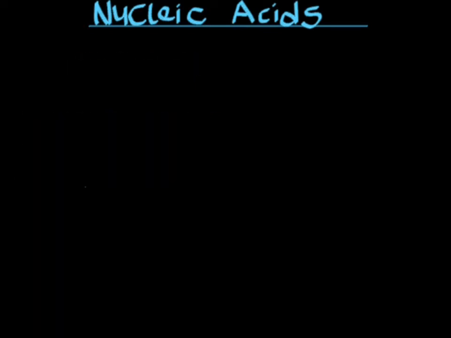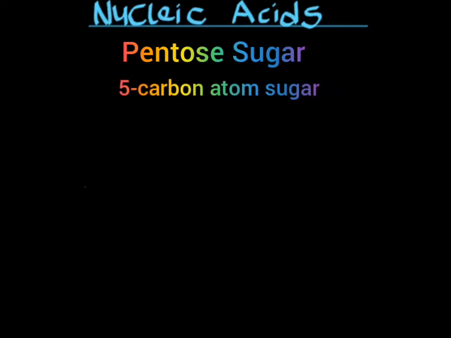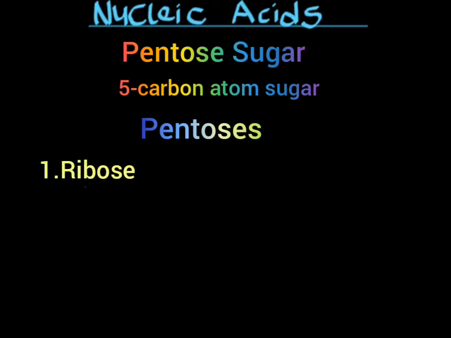The pentose sugar. Like the name implies, pent would mean a 5-carbon atom sugar. So these 5-carbon atom sugars are called pentoses. For our studies on the nucleic acids, there are two important examples of pentoses that we must know. The first is the ribose, and the second is the deoxyribose.